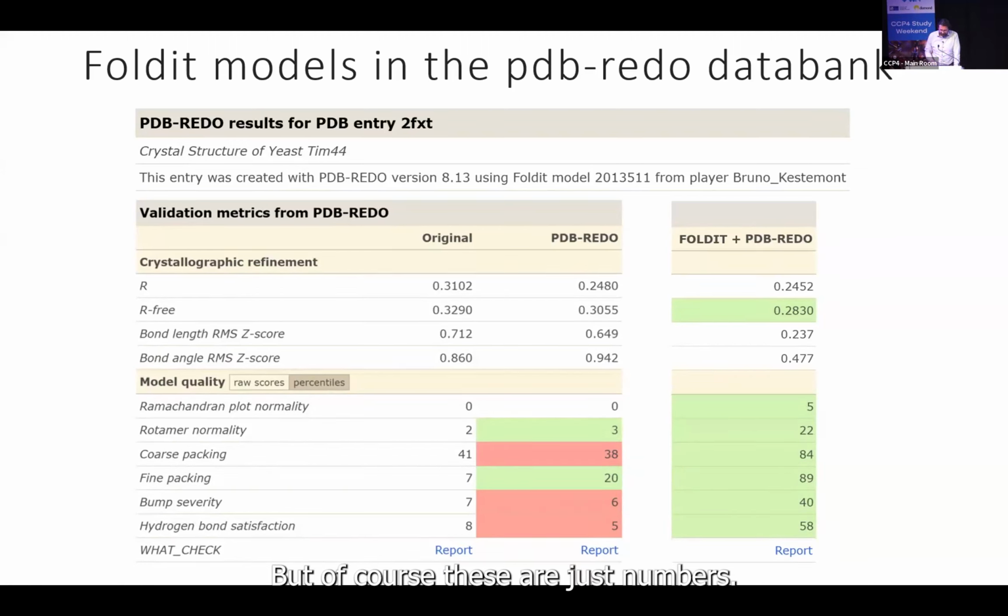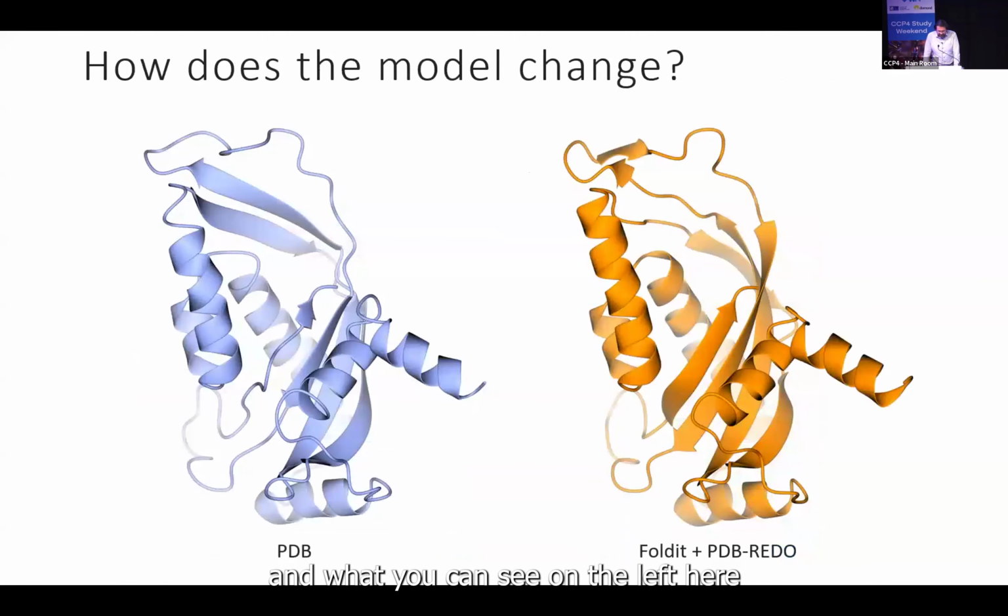But of course, these are just numbers. So let's have a look at the structure. What you can see on the left here is the original PDB structure model, I should say. And on the right, the thing that comes out of Foldit and then PDB-REDO. And you can see there are changes in the secondary structure, particularly the central beta sheet becomes much more elaborate. You lose some beta hairpin on the top, but the important part is actually in this loop, because this is a surface loop. This is important for interactions.